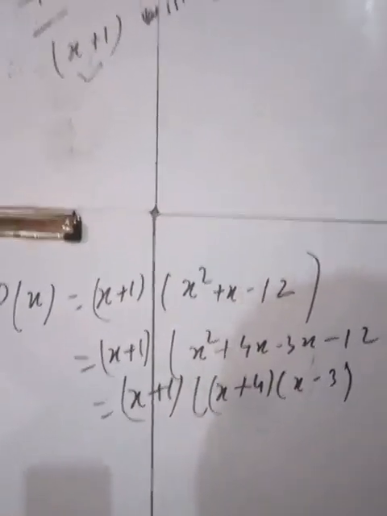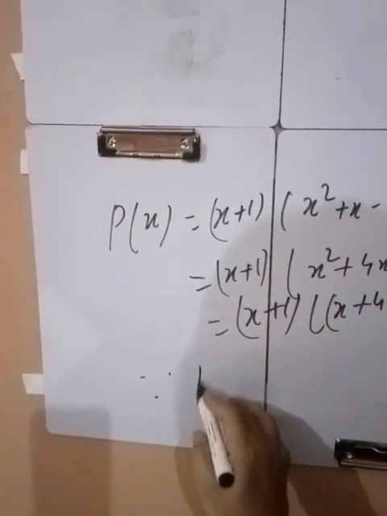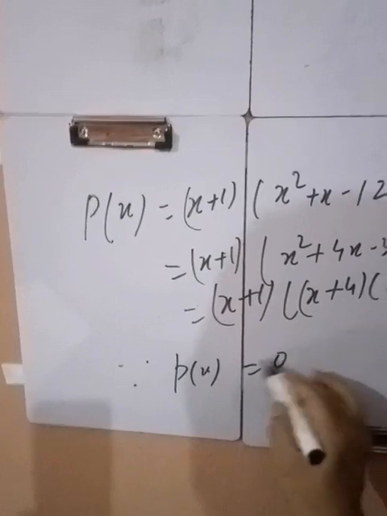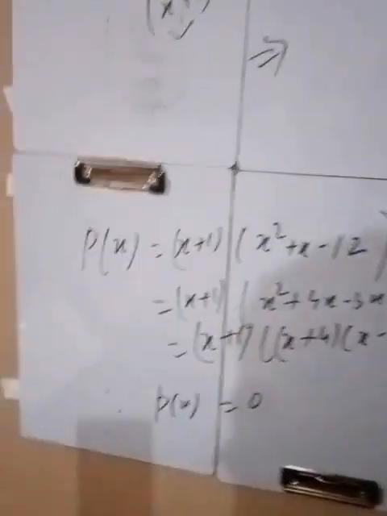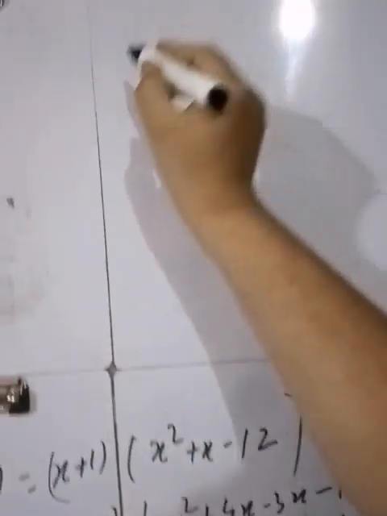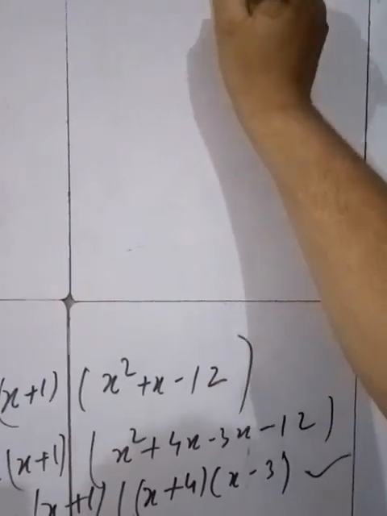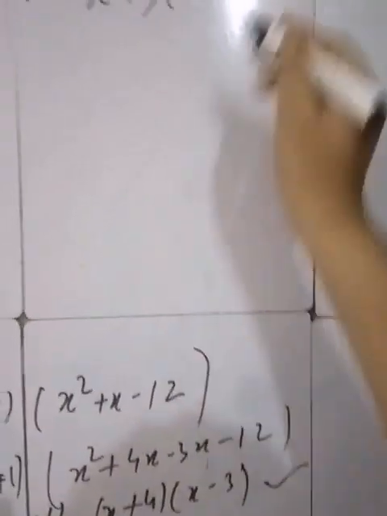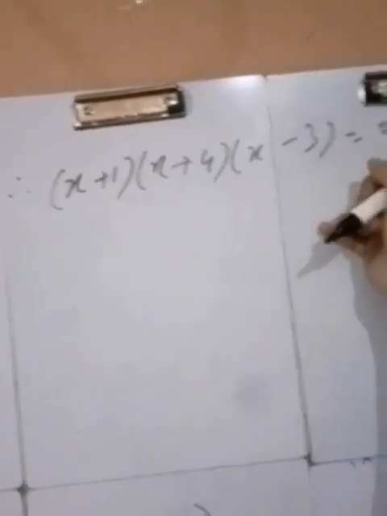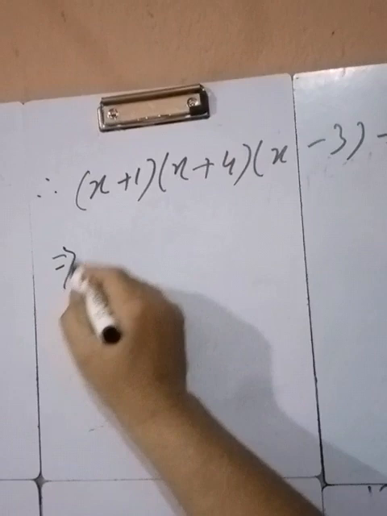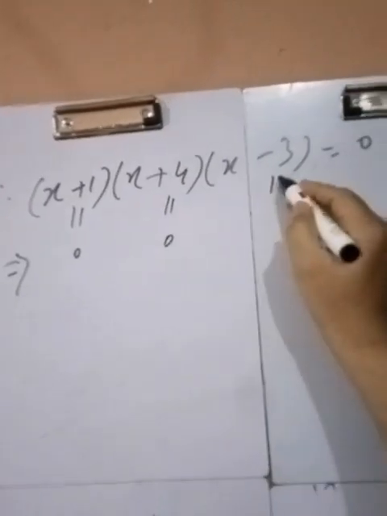Now I have to find all zeros. So what do we do? We take P(x) equal to 0. If this P(x) is 0, then this will be 0. Therefore, I am omitting the first part. Therefore, x plus 1 into x plus 4 into x minus 3 is equal to 0. So we get either this will be 0, this will be 0, or this will be 0.